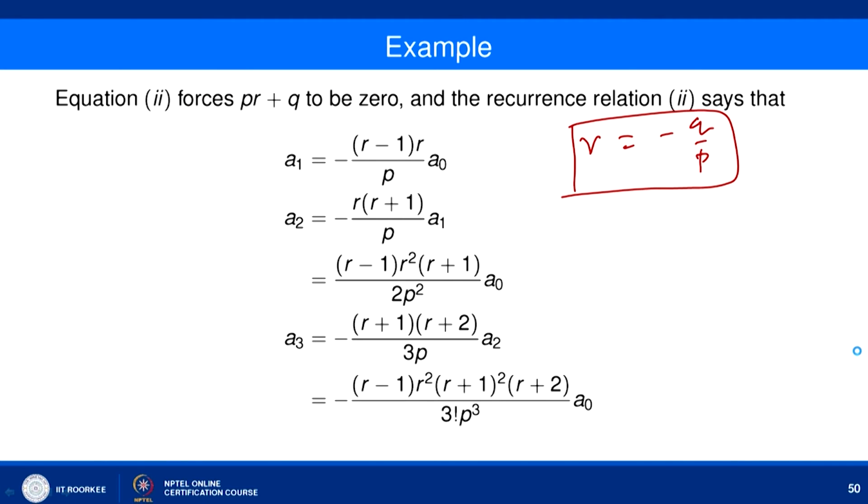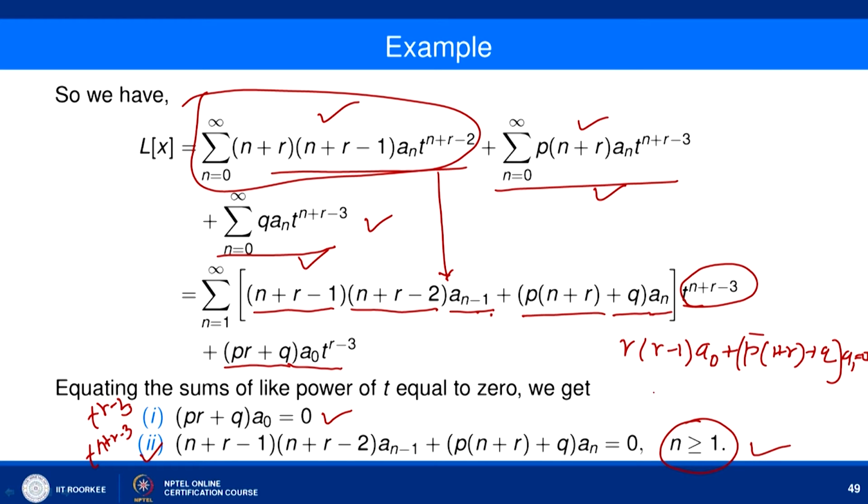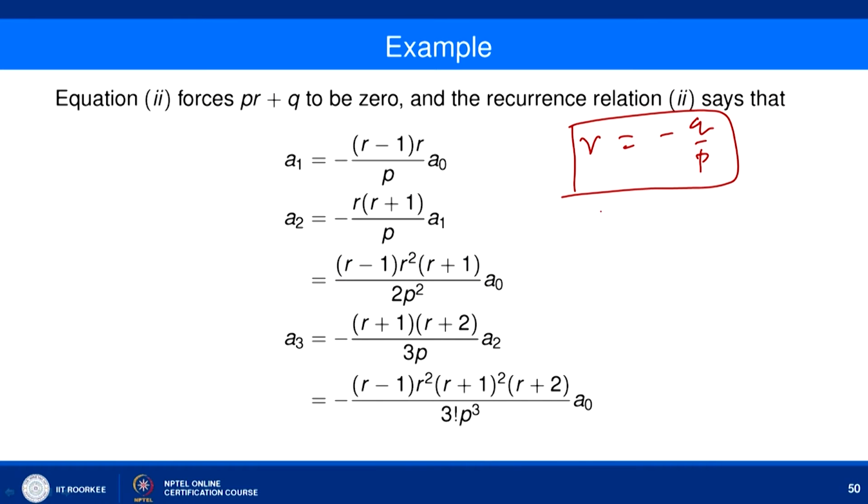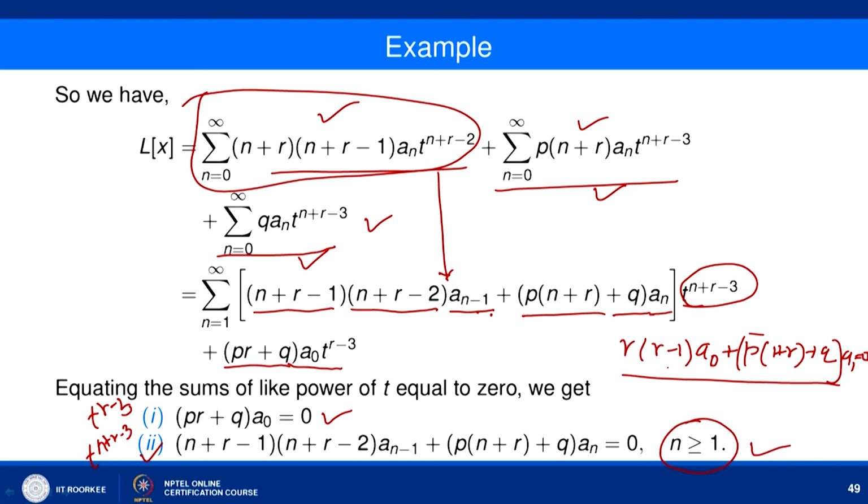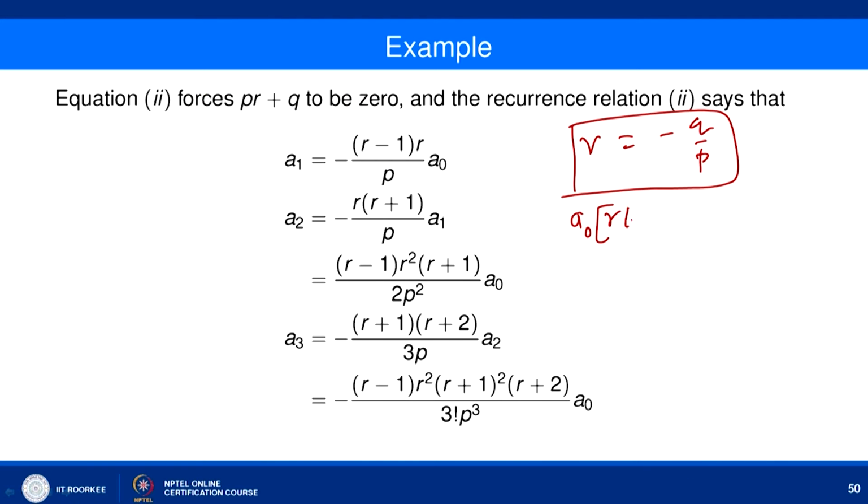So a1 is coming out to be this value. Here this is a naught into r into r minus 1, plus 1 plus r p plus q a1 equal to 0.